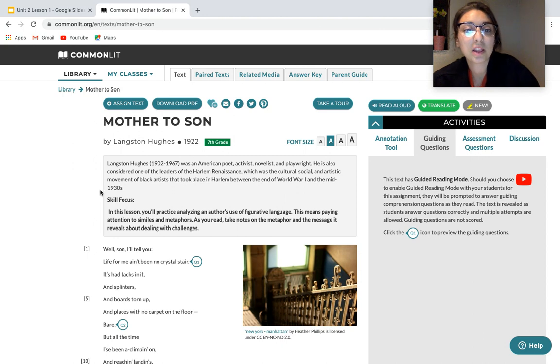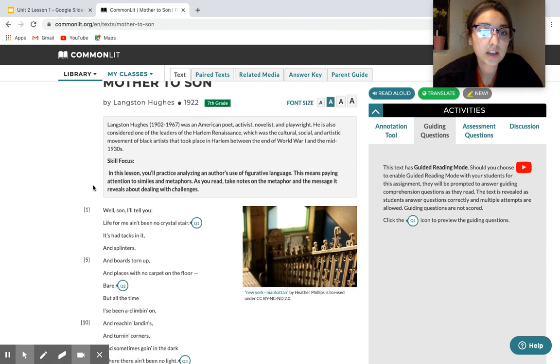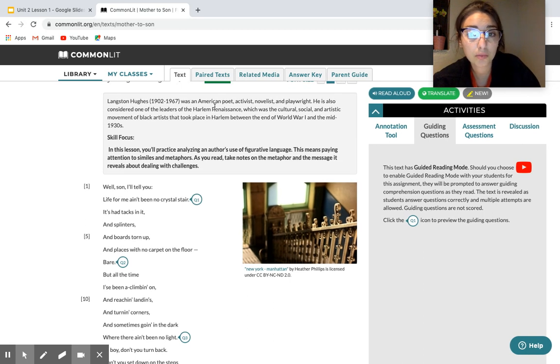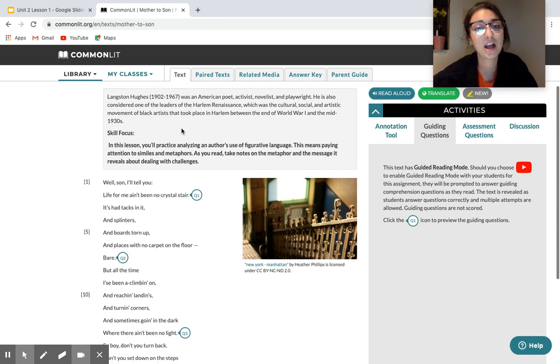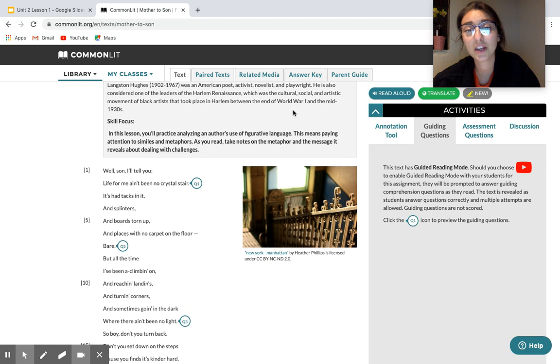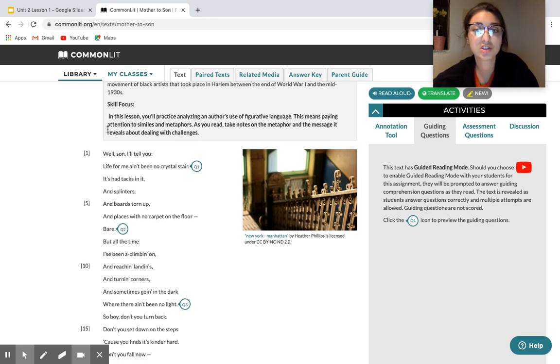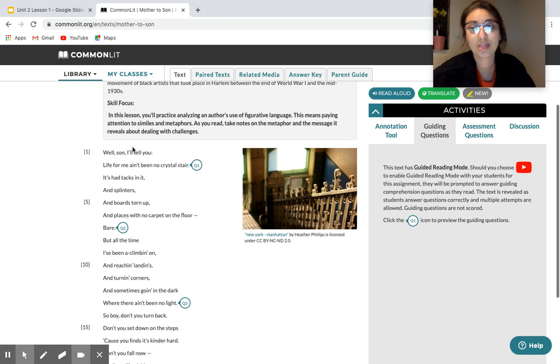So I'm going to head over to CommonLit. It says, Langston Hughes is an American poet, activist, novelist, and playwright. He is also considered one of the leaders of the Harlem Renaissance, which was the cultural, social, and artistic movement of Black artists that took place in Harlem between the end of World War I and the mid-1930s. Again, your skill focus or annotation task. In this lesson, you'll be practicing analyzing an author's use of figurative language. This means paying attention to similes and metaphors. As you read, take notes of the metaphor and the message it reveals about dealing with challenges.